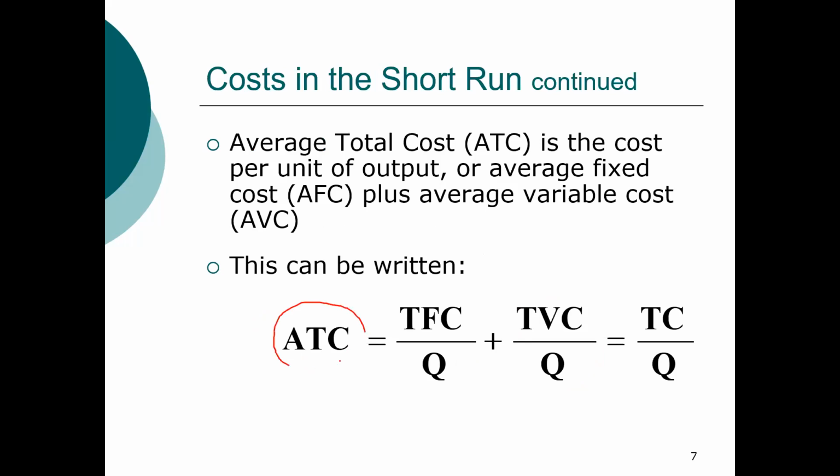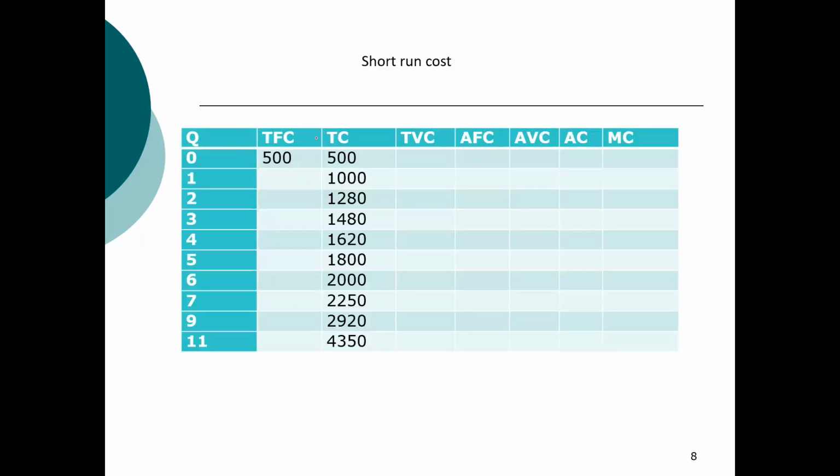The average costs also, like I did, you see, total fixed cost divided by Q, you get the average fixed cost. Total variable cost divided by Q, you get the average variable cost. Total cost divided by Q, you get the average total cost. With that, this is the last point, this table.